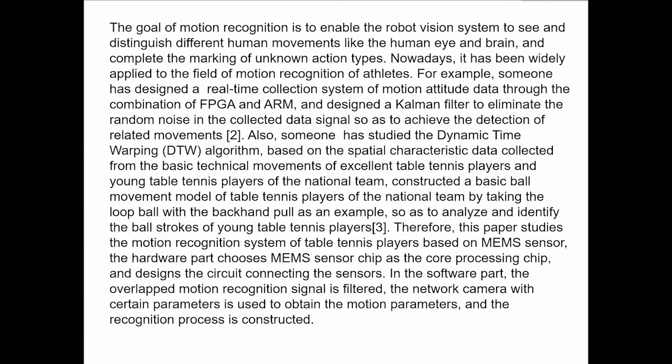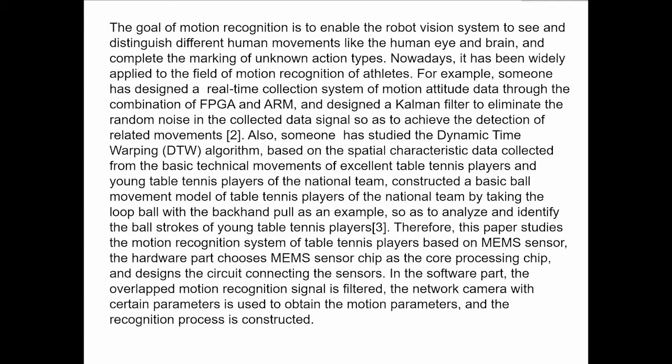Constructed a motion model of table tennis players of the national team by taking the loop ball with the backhand pull as an example, so as to analyze and identify the strokes of young table tennis players. Therefore, the paper studies the motion recognition system of table tennis players based on MEMS sensor.